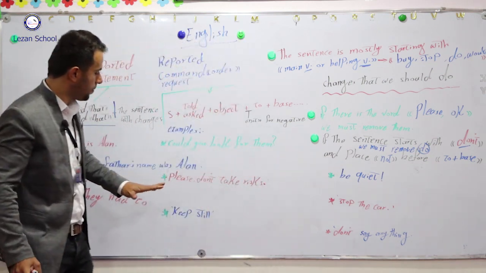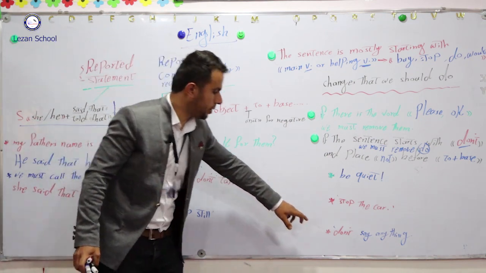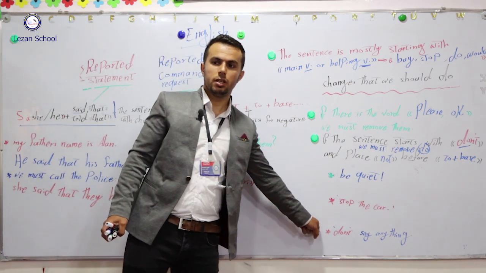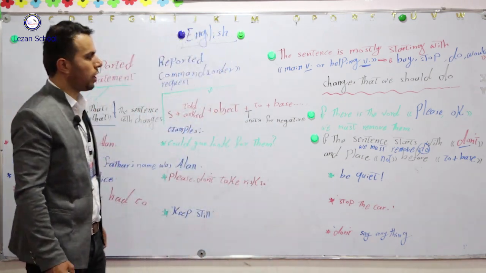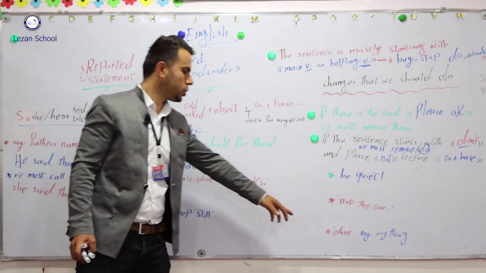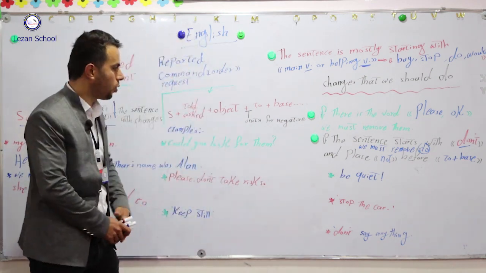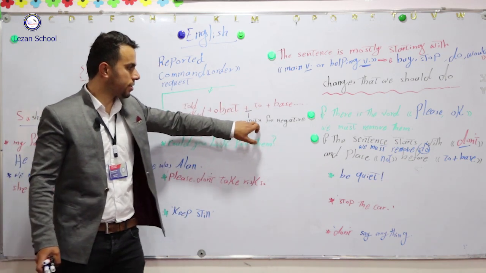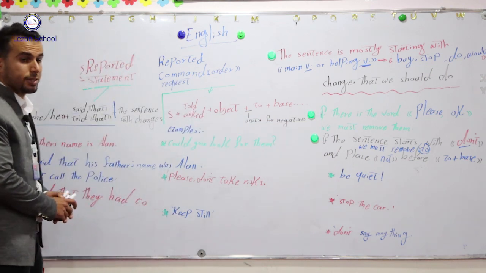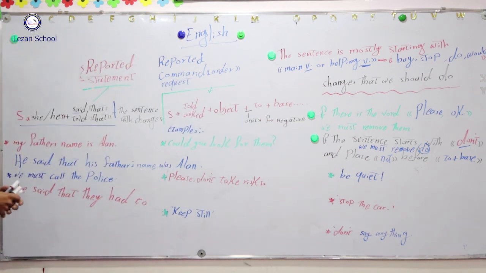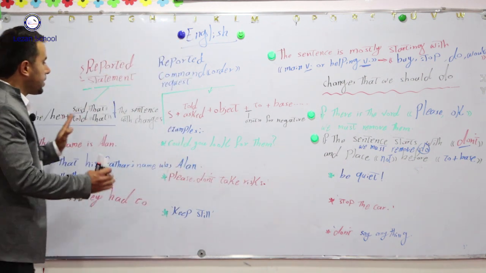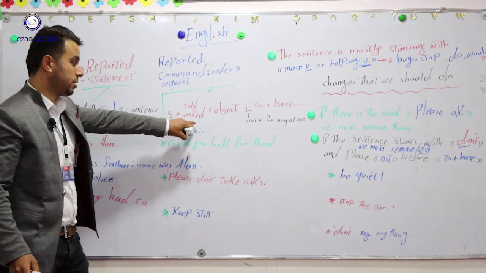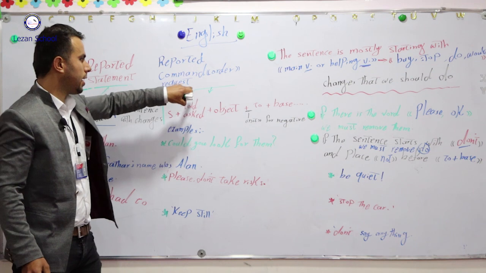If the sentence, for example, that one, don't say anything, is starting with what? Don't. So we have to do what? We have to erase do and place not before to plus base. Here is the place for not, for negative. We have to place not here. Yeah, this is the rule for reported statement, but this is the rule for reported command and reported request.